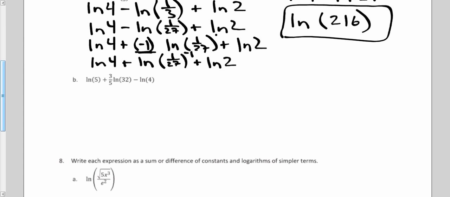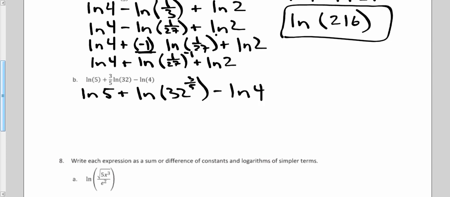Same thing goes for letter B. Letter B is natural log of 5 plus, and now I'm going to do the power property, plus the natural log of 32 to the 3/5 power, and that's minus natural log of 4. Now, 32 to the 3/5 power. Think about this. 32 to the 3/5 power.